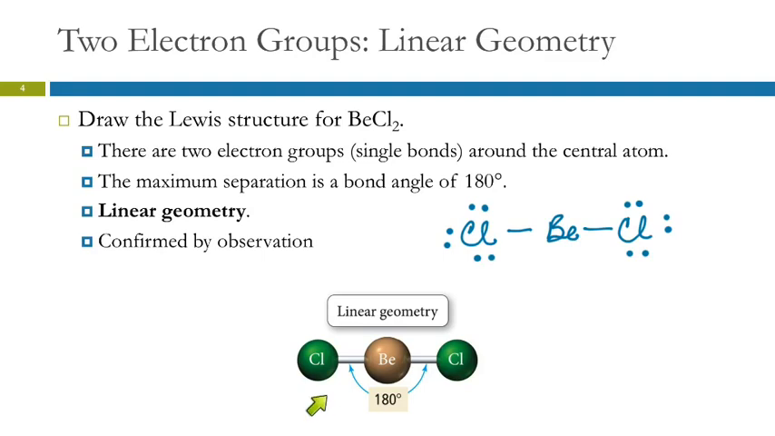So we can talk about a bond angle, which is the angle formed by this electron group to the central atom to the other electron group. These are in a line. That angle is 180 degrees. So we're looking for the largest bond angle that we can have, and you can't get any larger than that. This is called a linear geometry because the 3 atoms are in a line, and the geometry is confirmed by observation. Any questions?